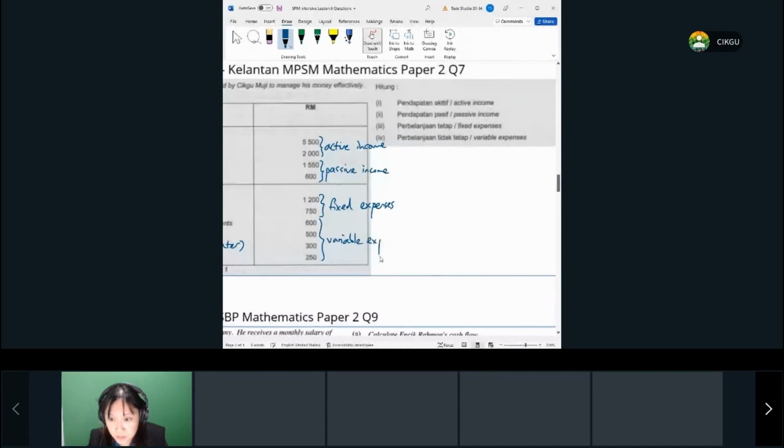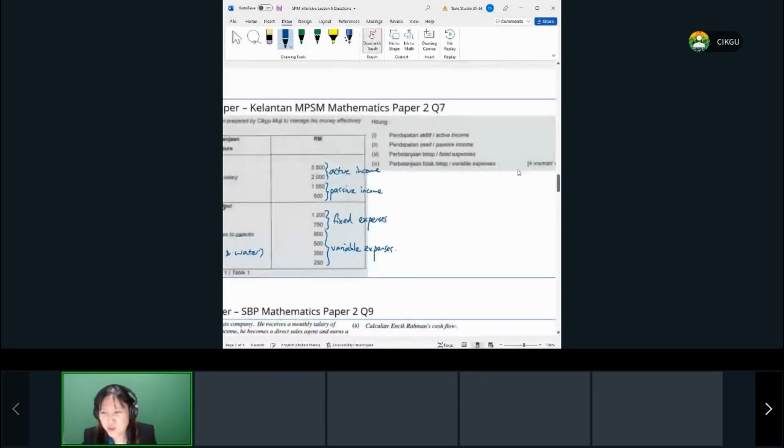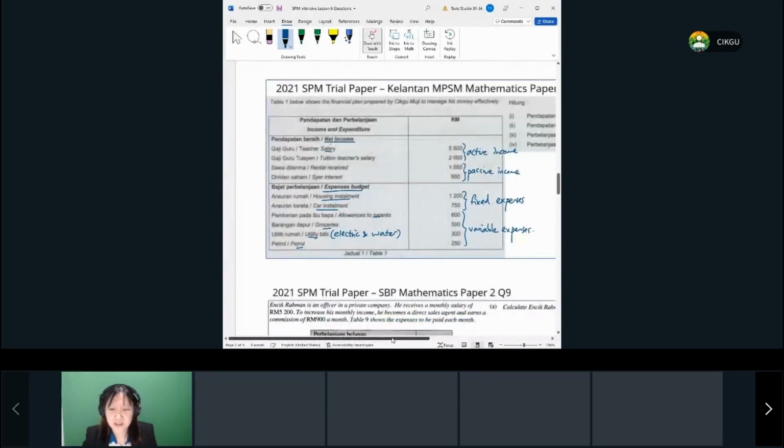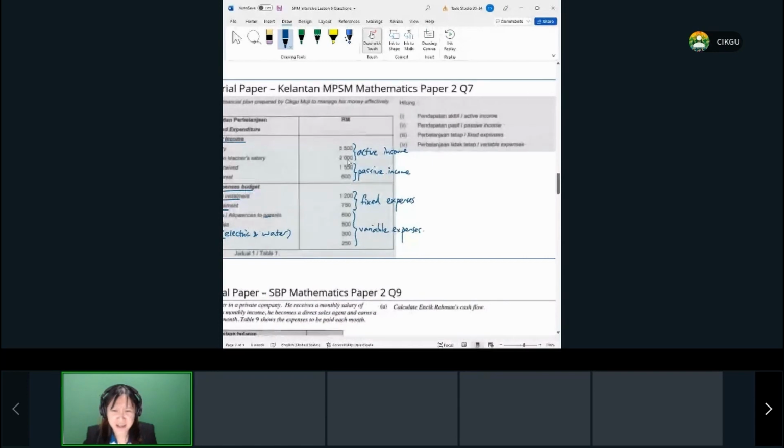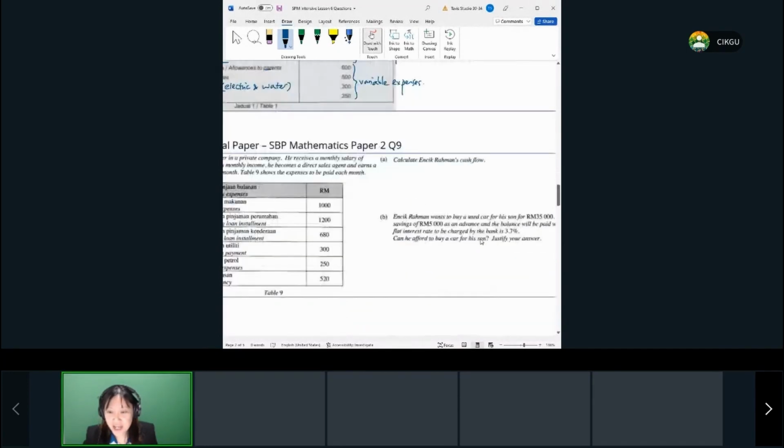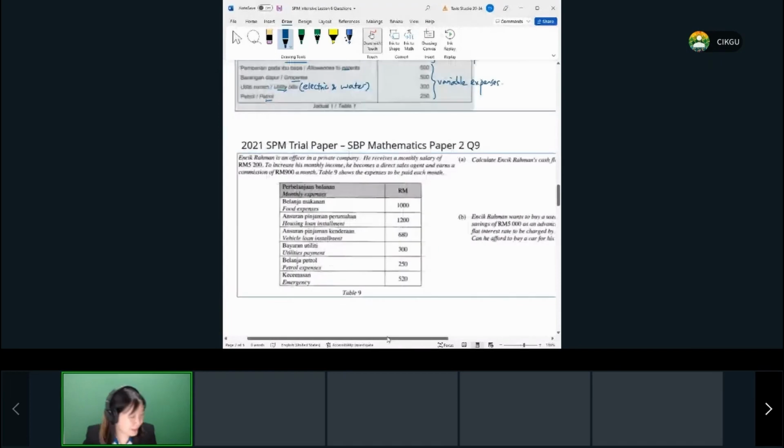Okay, that's it. So to do this question, I feel like this question is very easy, right? How many marks? Four marks, yeah, really, because it's a three-mark question, right? Just add only. Active, add this. Passive, add this. Fixed, this. Variable, add. That's it. Okay, no other question. Let's move on to the next one.